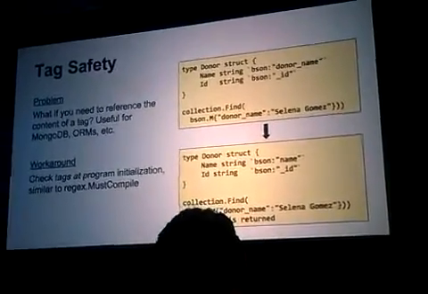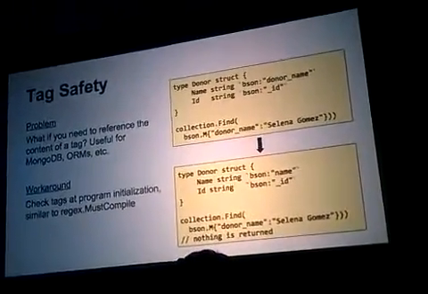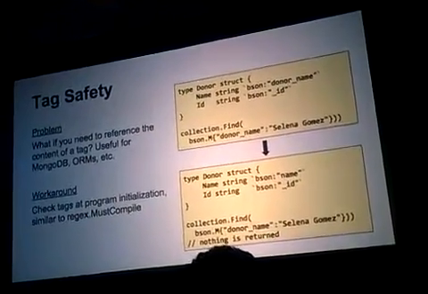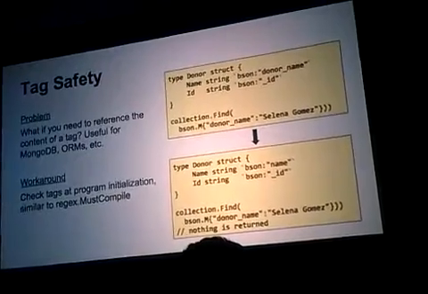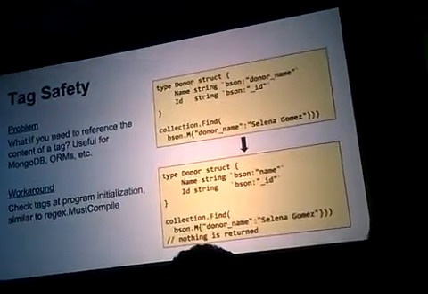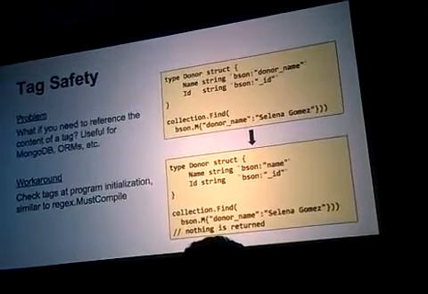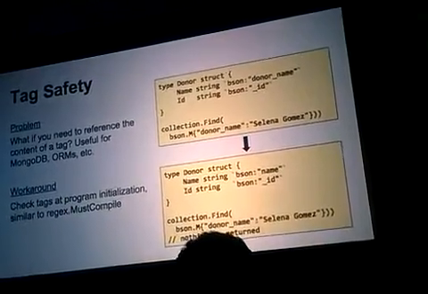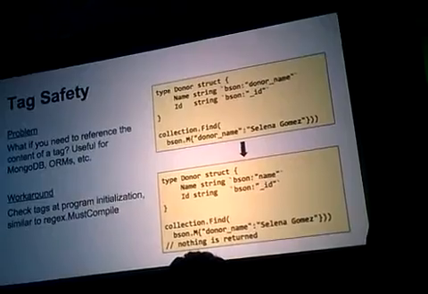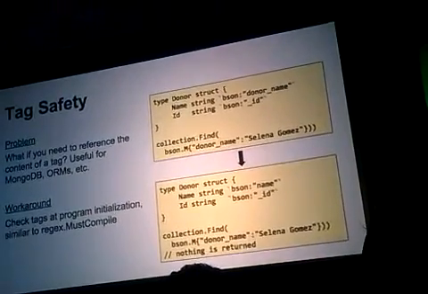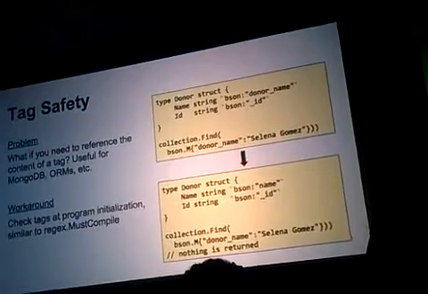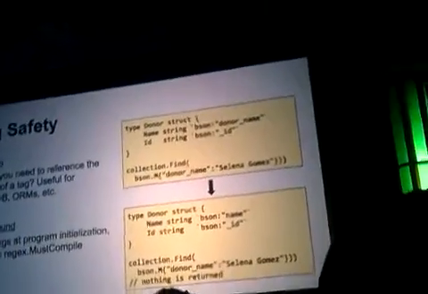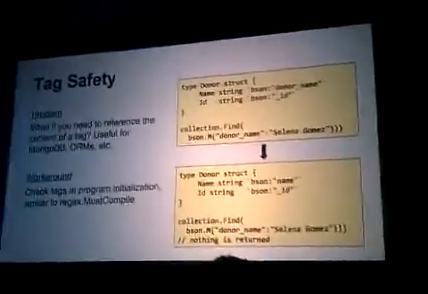And if you haven't used MongoDB before, Flatiron is essentially a table, and this is essentially doing a where query on donor name, finding the entry where donor name is Selena Gomez. We're only using names that have the word Go in it for our examples.